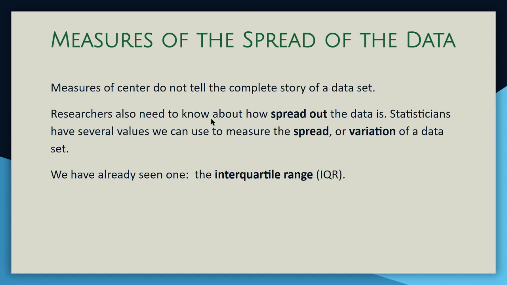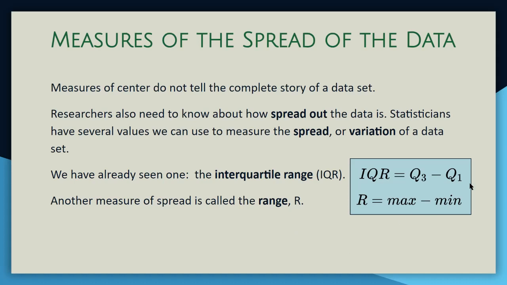We've already seen one of these. It's called the interquartile range, that distance from Q3 to Q1. Another measure of spread is called the range, which is the distance from the min to the max. So these two measures of spread are pretty quick to calculate. The range we can do in our head, biggest value minus smallest value. The IQR we can pull from that 5-number summary, Q3 minus Q1.